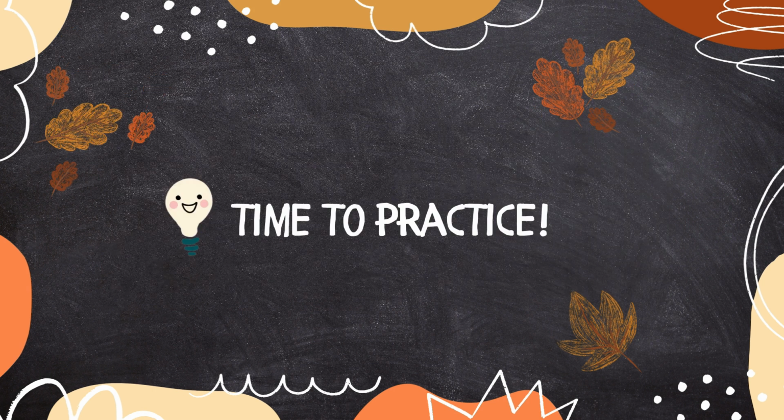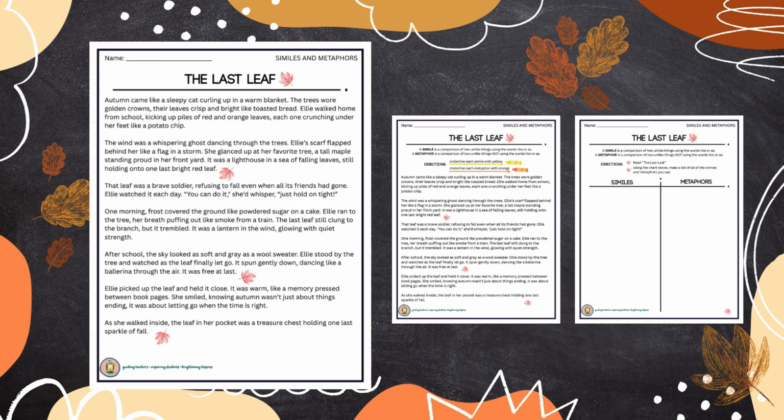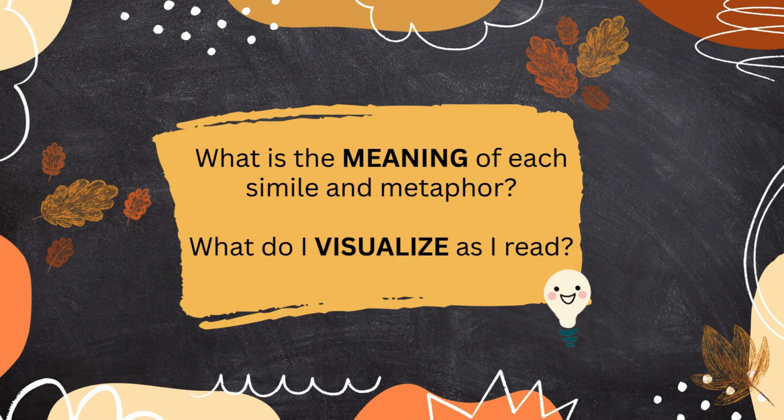Now it's your turn to practice. Finish reading The Last Leaf on your own or with a partner. You will continue the process of finding similes and metaphors. You can underline them or make a list of what you find. As you read, think about the meaning of each simile and metaphor and how they help you visualize and understand the text. When you're finished, you can come back to our video to wrap up today's lesson and to think about it.